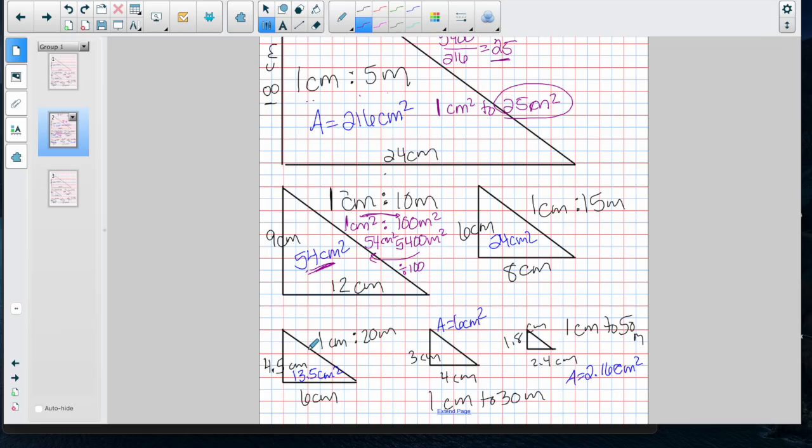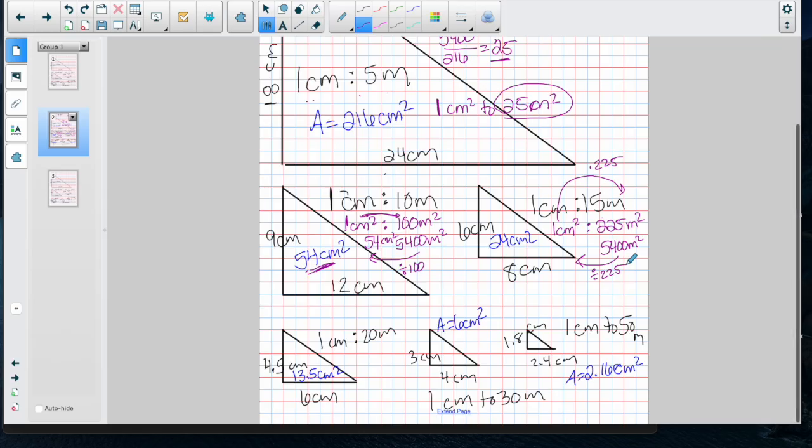Thinking about 1 centimeter to 15 meters, squaring that, 1 square centimeter to 225 square meters. We knew the original area was 5,400 square meters. To go from square centimeters to square meters, we're multiplying by 225. Going backwards, I can divide by 225.